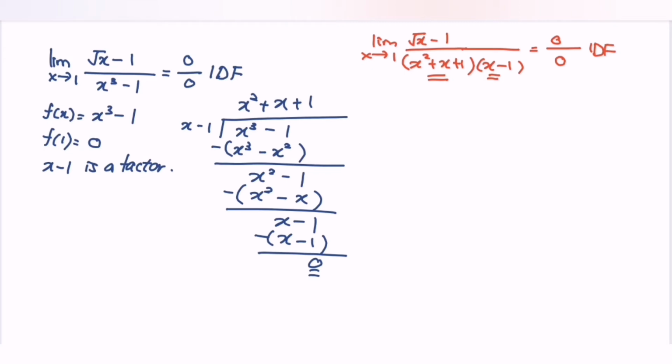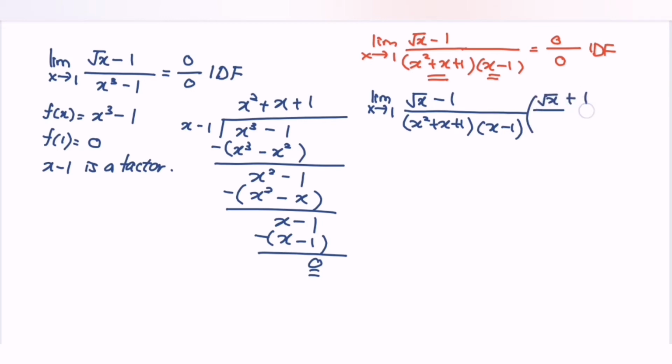Next, my suggestion is to multiply by the conjugate. So the limit as x approaches 1, we have the square root of x minus 1 over x squared plus x plus 1, multiplied by x minus 1, multiplied by the conjugate, square root of x plus 1 over square root of x plus 1. Do remember, only expand one part. My suggestion would be the numerator part.